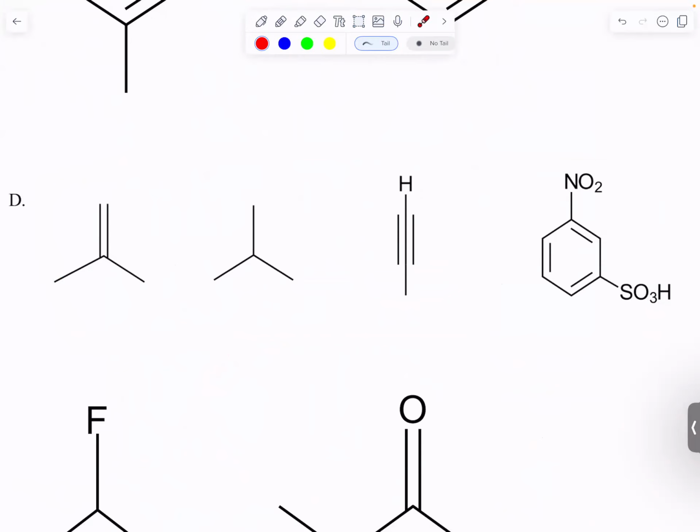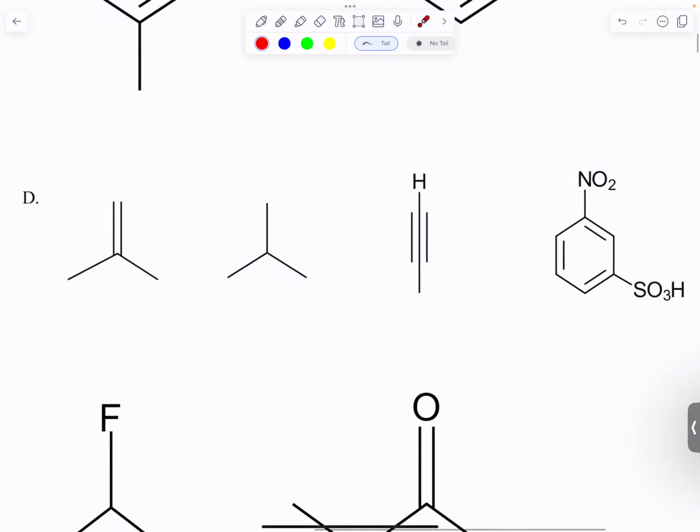We have a ring, SO3H, NH2, NO2, and a triple bond with a hydrogen. Okay, this is going to be our weakest acid. It's going to be just all sigma bonds, because that can't really have resonance at all. There's nothing to move.